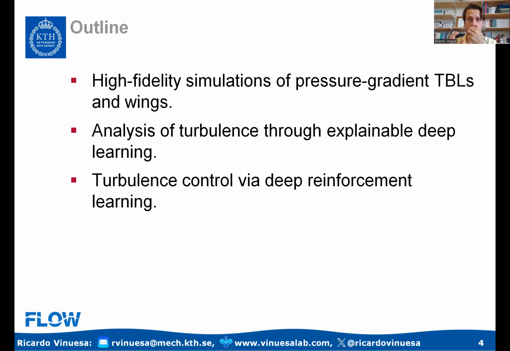So in the first part, I'm going to be talking about our work over the past years on high-fidelity simulations, mostly DNS or slightly coarser DNS on pressure gradient boundary layers and wings. We have produced a lot of very good and high-quality data. Then on the second part, I'm going to be talking about how to analyze that data using explainable deep learning and how we can really learn something new about coherent structures in turbulence with this technology, with explainability.